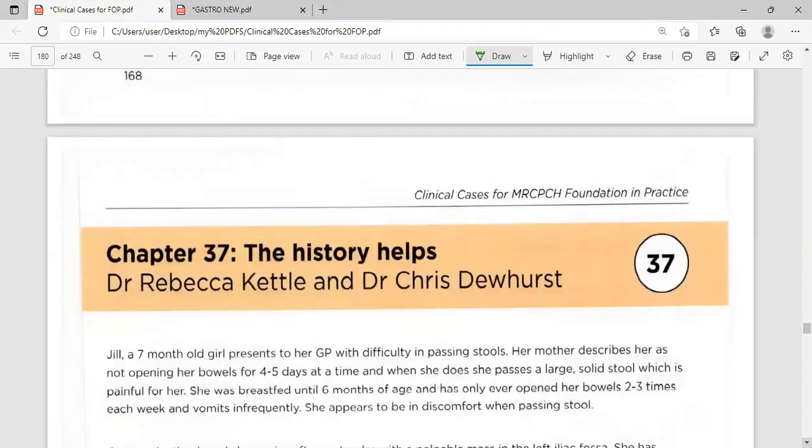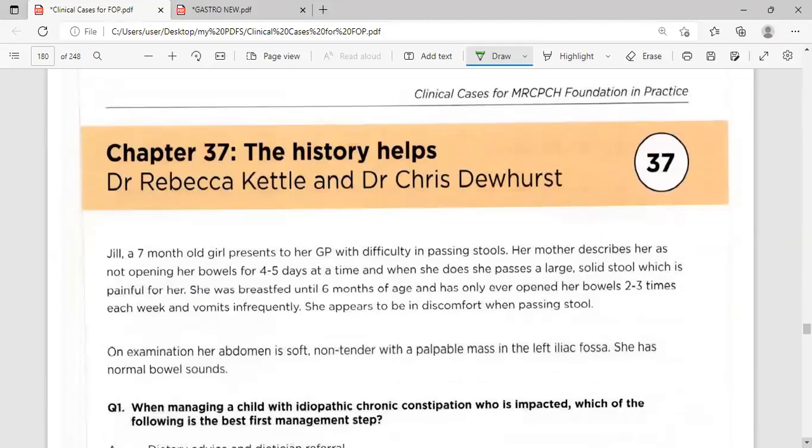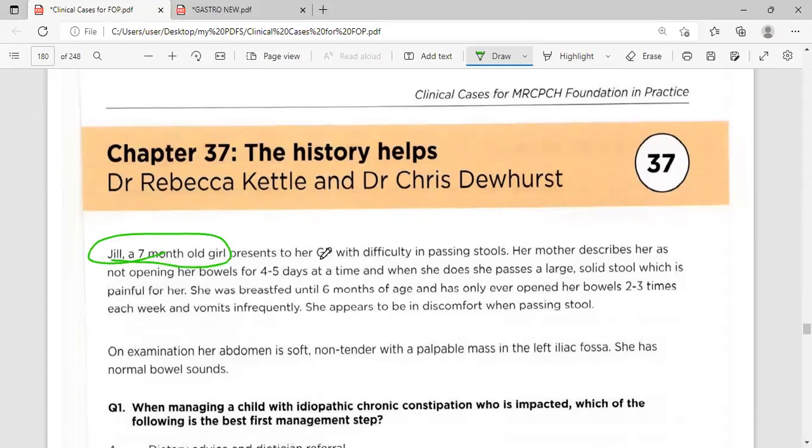Okay, case number 37. They are saying that the history helps. We have Jill, a 7-month-old girl, who presents to her GP with difficulty in passing stool. Her mother describes her as not opening her bowels for 4 to 5 days at a time, and when she does, she passes a large solid stool, which is painful for her. So that means this 7-month-old girl is having constipation.